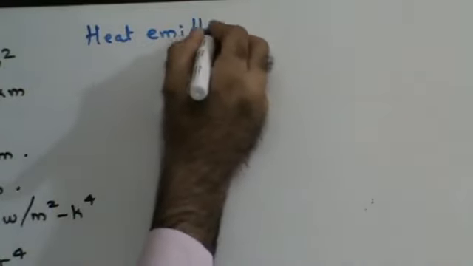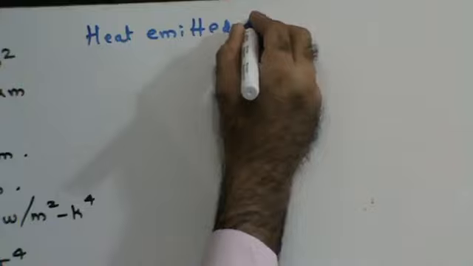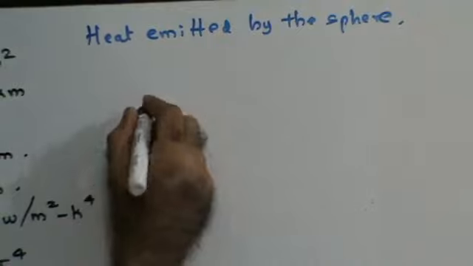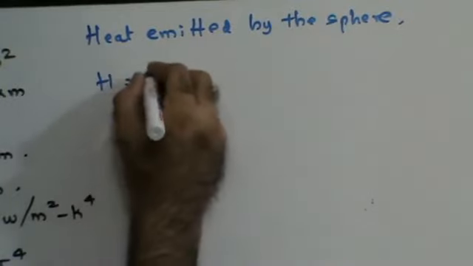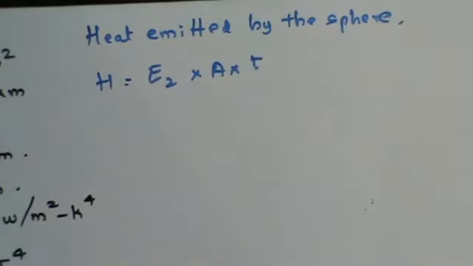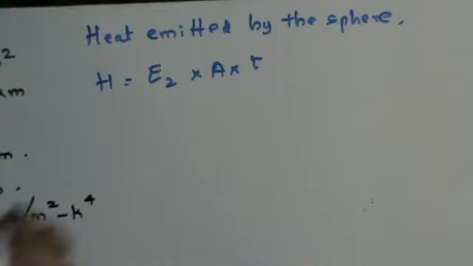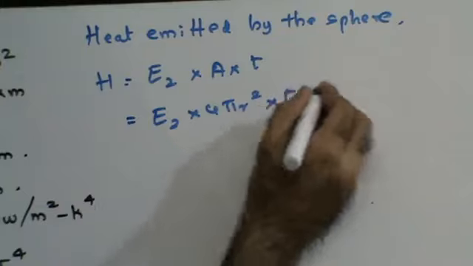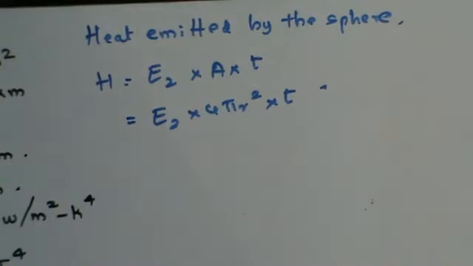Once you come to know E2, you can say that the heat emitted by the sphere is going to be H, which is nothing but emissive power into area into time, surface area 4 pi r square. So E2 into 4 pi r square into t. E2 I know, radius of the sphere I know, time I know. I should be able to get the answer for this.